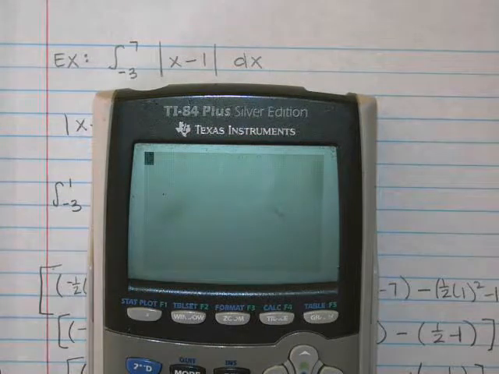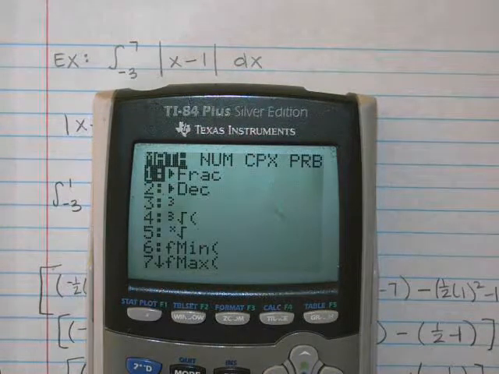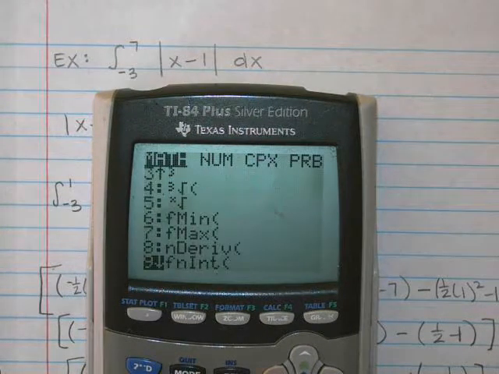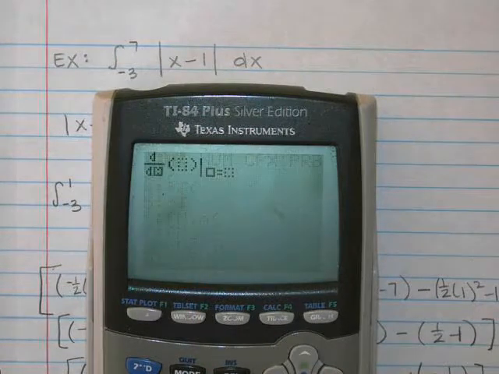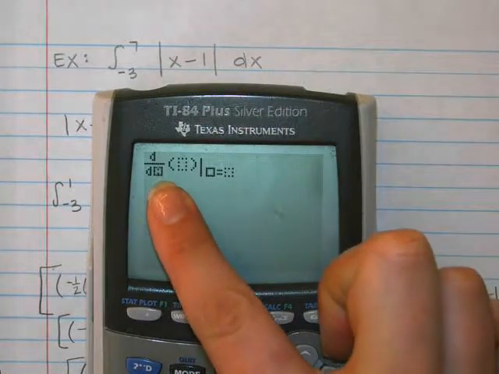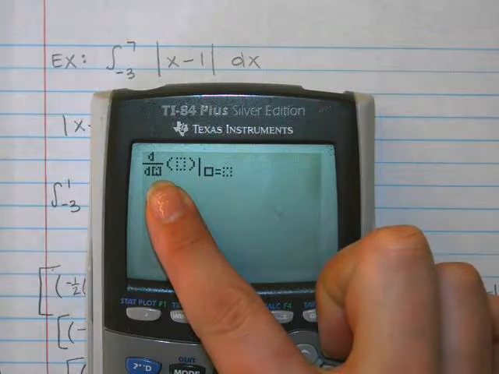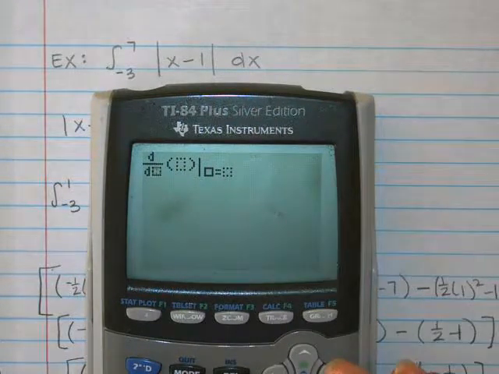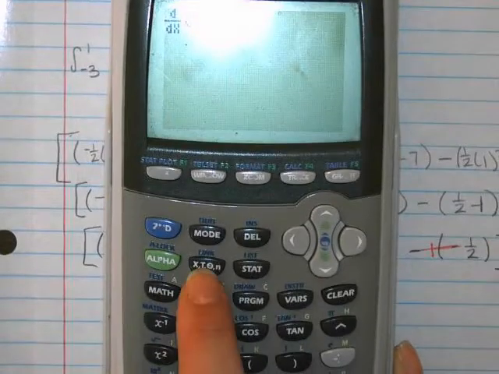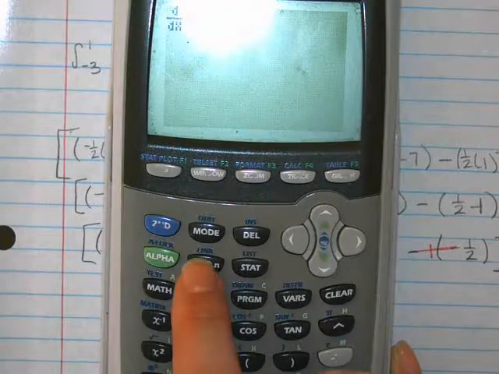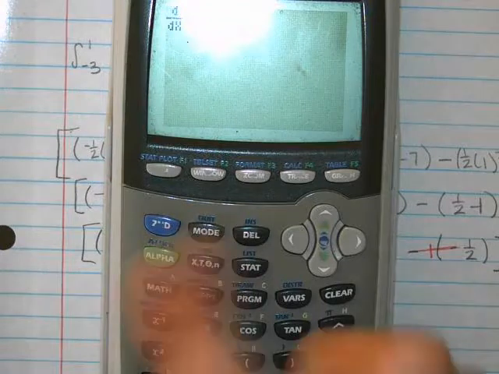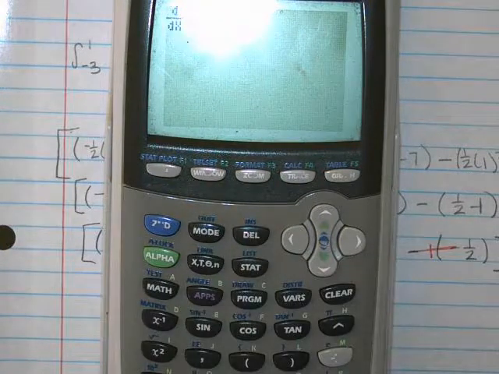But if you hit the math button and scroll down, number 8 actually lets you type in what you want to find the derivative of and what you want the point to be. So let's say we want d dx. The x that I'm using is this x right here. I'm not using alpha and then choosing the x. I'm just typing this x right here.